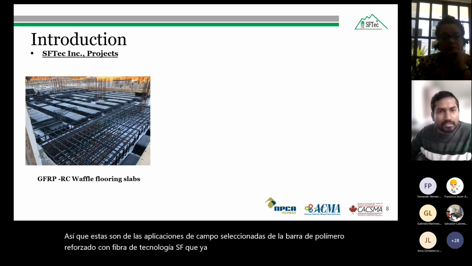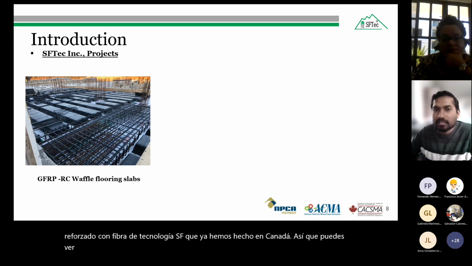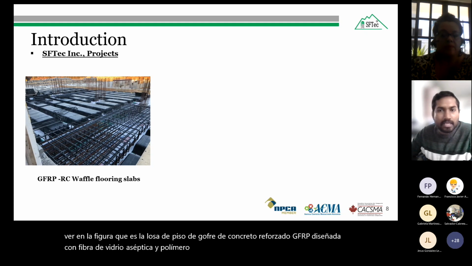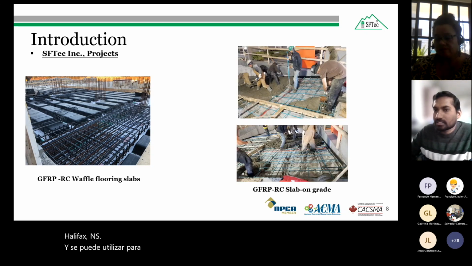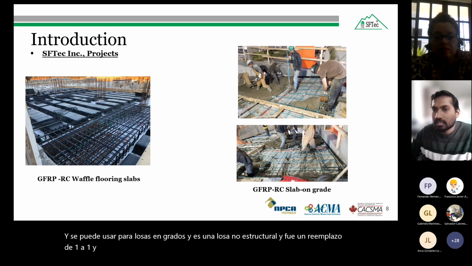You can see in the figure a GFRP reinforced concrete waffle flooring slab designed with aseptic glass fiber reinforced polymer bar. This was built in Halifax, Nova Scotia, and it can be used for slabs on grade. It is a non-structural slab, and it was a one-to-one replacement. It saved a lot of money compared to steel bar in terms of labor and transportation because of the lighter weight of the FRP bars.